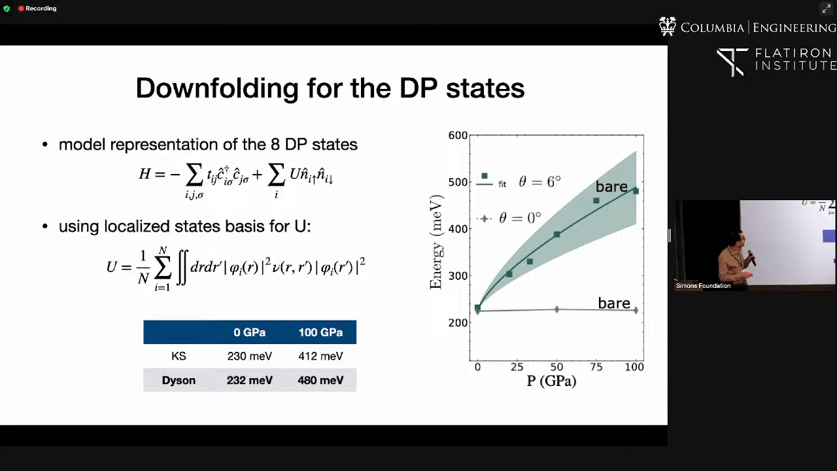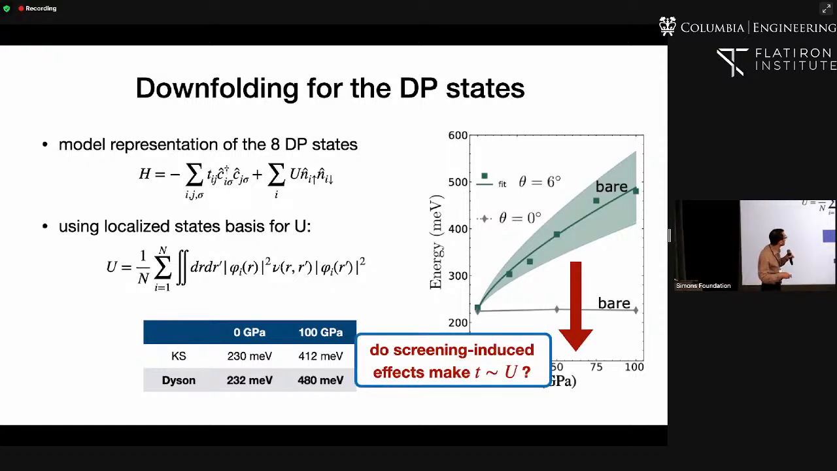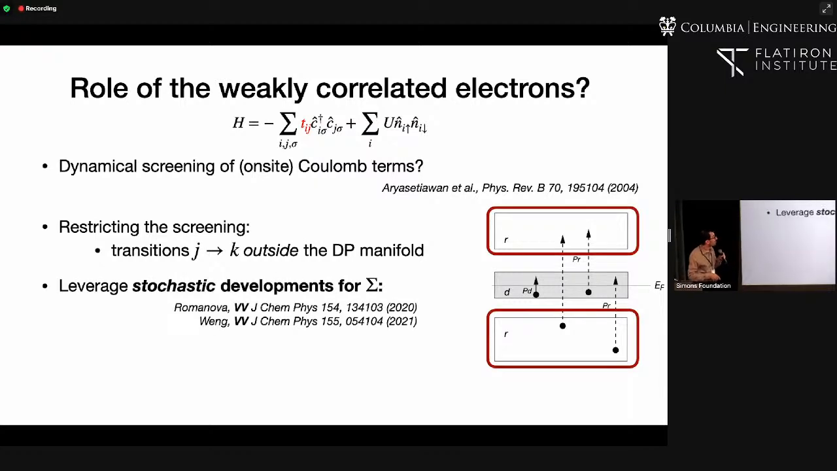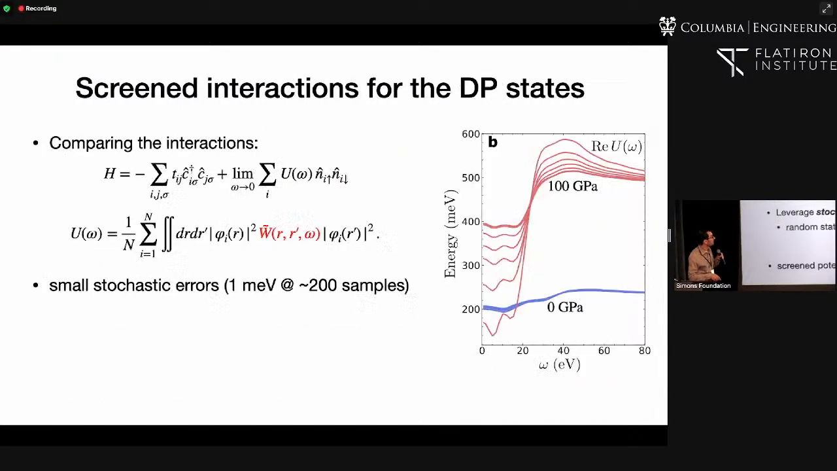But what we have to bear in mind is that we are actually in an environment of a highly polarizable medium. So we have all of these weakly correlated states that screen our interaction. So we now compute these U terms that are screened by all those weakly correlated electrons. And for that, we have again used a stochastic methodology to do constrained RPA calculations. And very quickly, that will give us these frequency dependent U terms.